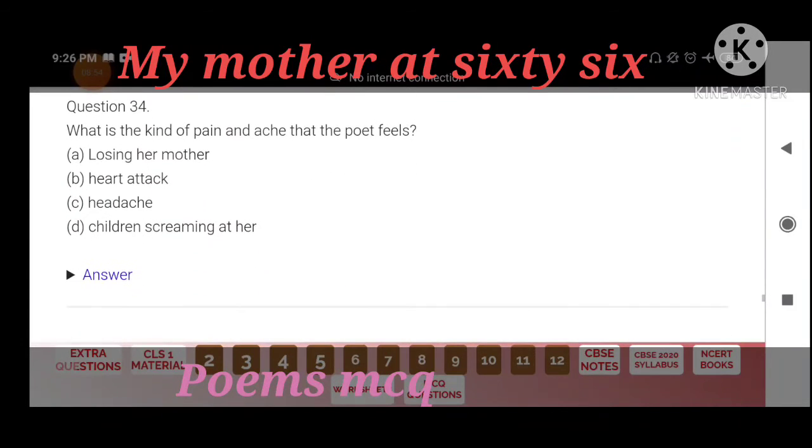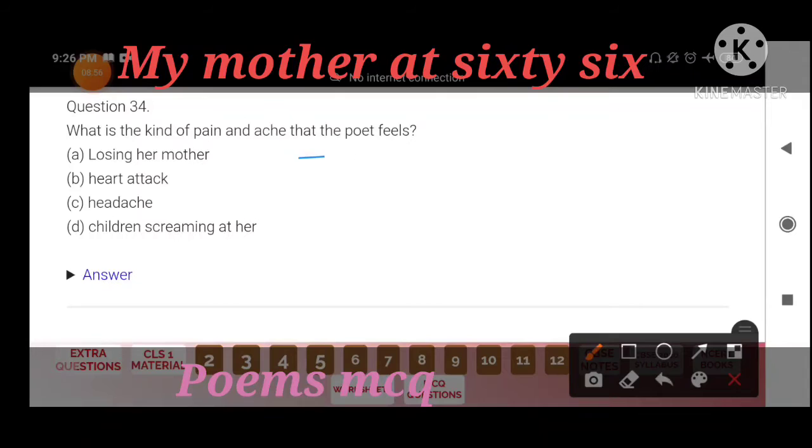What is the kind of pain and ache that the poet feels? Losing her mother, heart attack, headache, and children screaming at her. The answer is losing her mother.